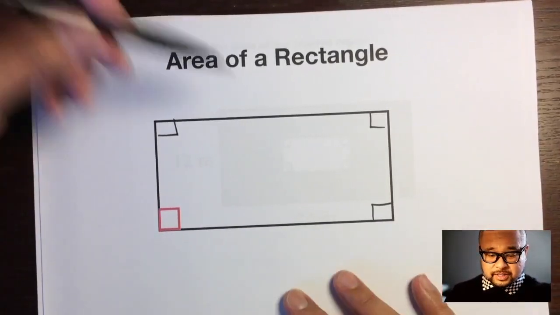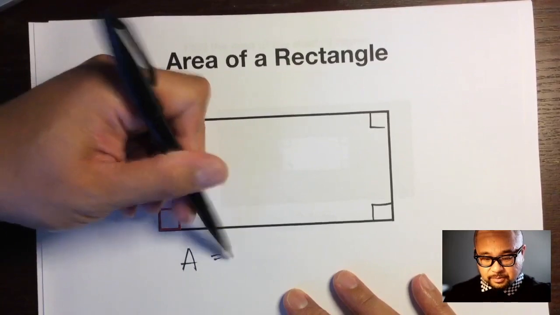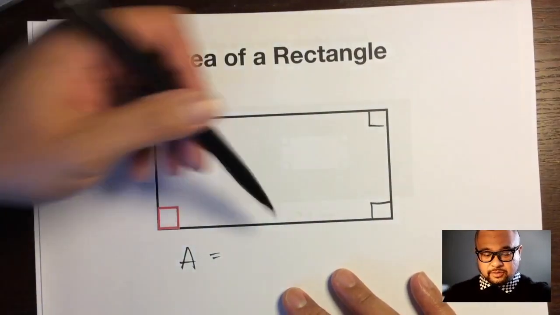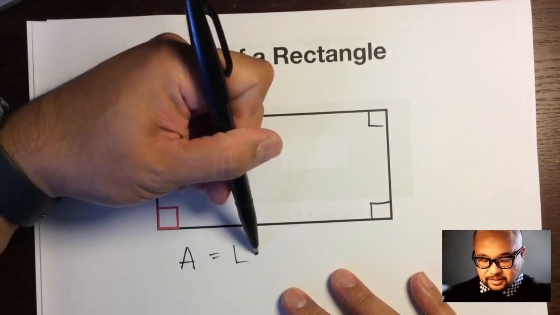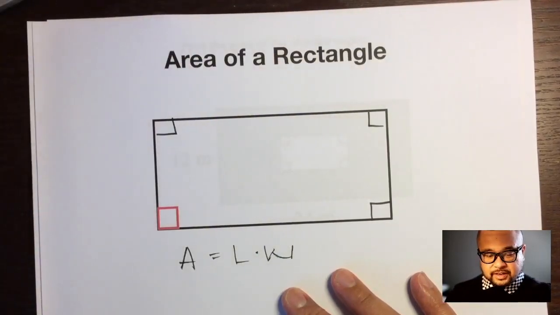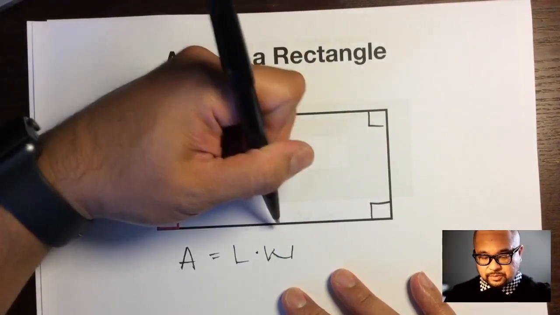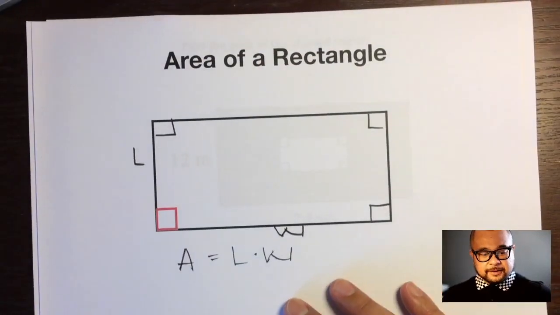So area of a rectangle, as you should know, you may not know, but if you do already know, you could say area of a rectangle. Put this in your notebooks. Area of a rectangle is length times width. Okay, and this will be your length, this would be your width right here.